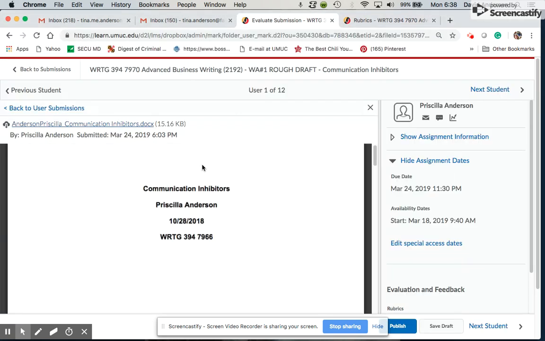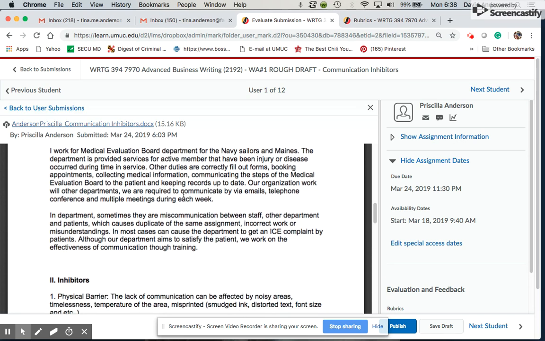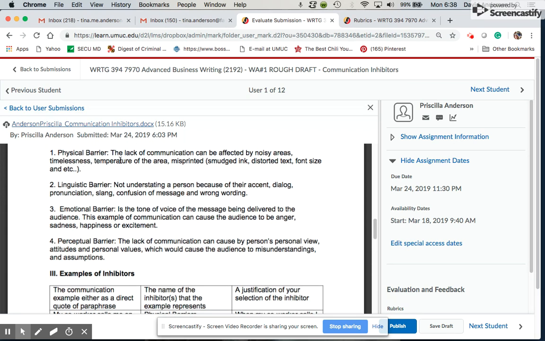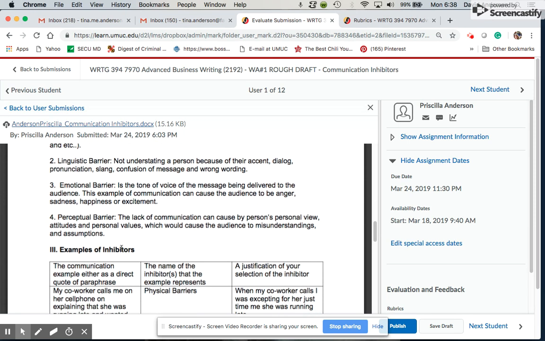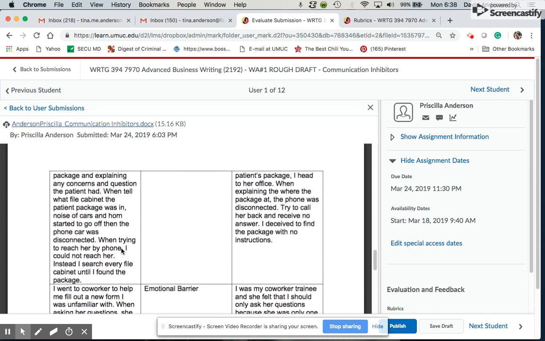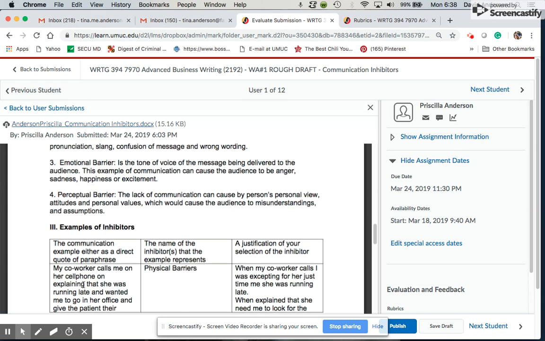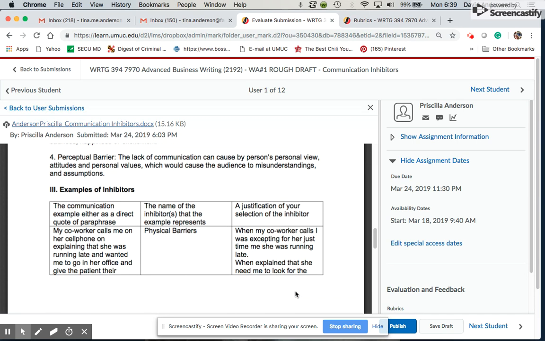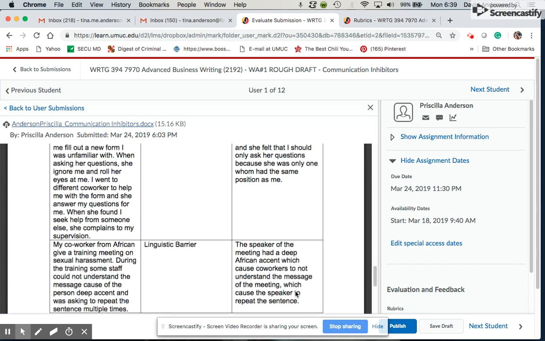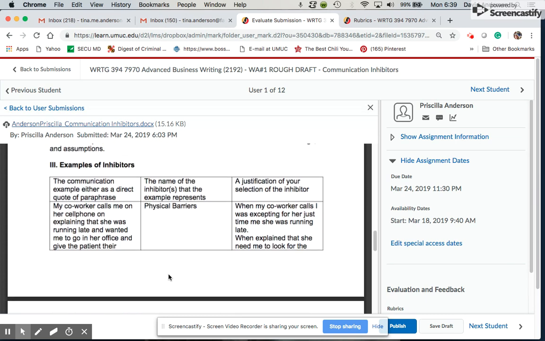So if I take a look at yours, you have all 4 sections. I see you give a good introduction to the place where you work, the type of communication, you identify the inhibitors, and you use what's called parallel structure. You put it in the same format for all 4 of them. And then you give some examples from 3 of those 4 that you've identified. So you give very specific inside of this chart. You give us very detailed explanation of what was happening. You name the inhibitor, and then you give a discussion of why that inhibitor is labeled as such, and you give the overall organizational rating. So you have all of the components that are there.